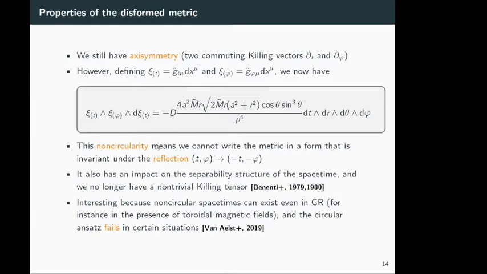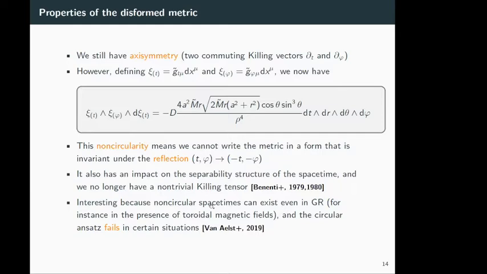But in the general case, the metric is non-circular, meaning we will never be able to find some coordinate system where we have this reflection symmetry. And this actually has a deep impact on the separability structure of the spacetime. There are some old articles from the 70s, 80s that show that if you assume a suitable separability structure of your spacetime, you actually end up with a coordinate system that is circular, with a metric that is circular, sorry. So this basically tells us that we have no non-trivial Killing tensor for our spacetime, meaning that the study of geodesics is going to be much more difficult than for Kerr.